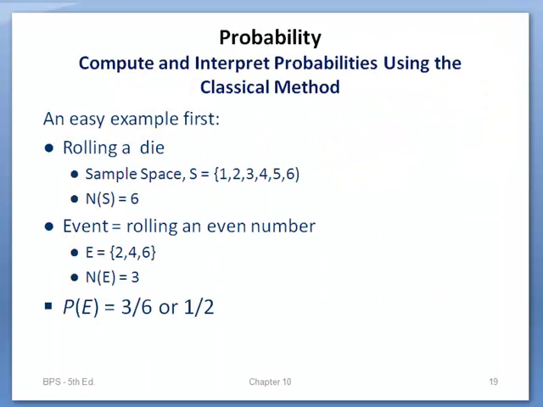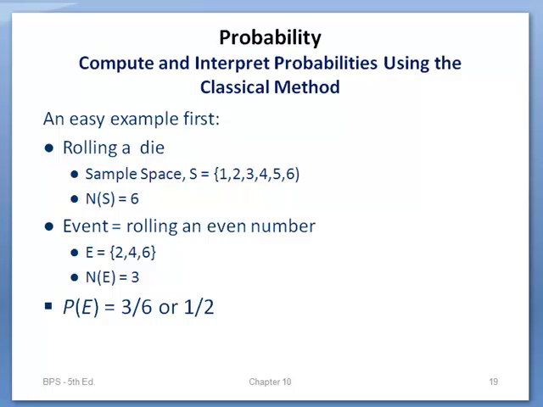But let's look at a nice simple example. We're going to roll a die. The sample space for that, we know if it's a 6-sided die, it's going to be 1, 2, 3, 4, 5, or 6. So the number in our sample space is 6. Let's look at the event rolling an even number. Well, the only even numbers on a 6-sided die are 2, 4, and 6. So the number of ways we can see event E is 3.